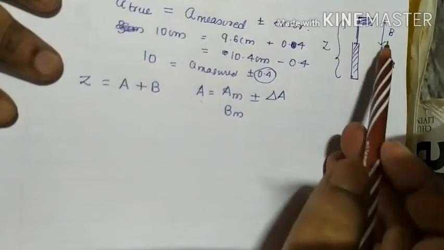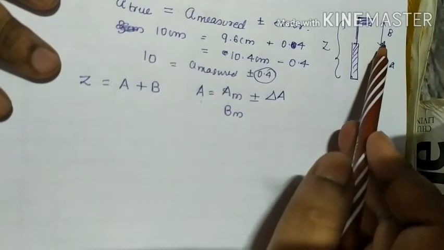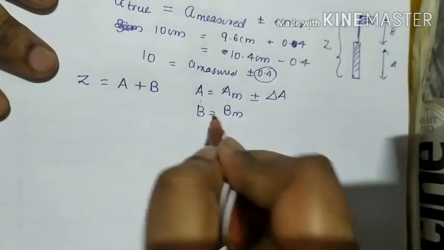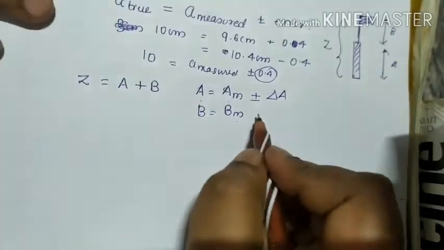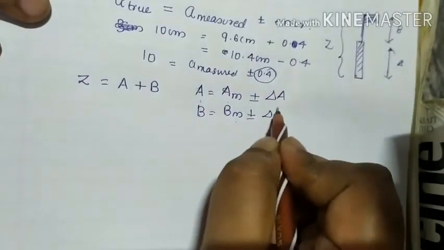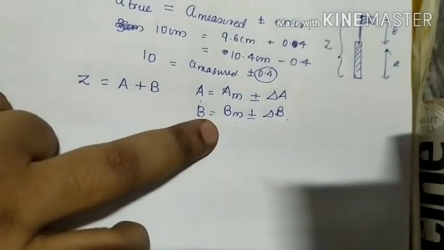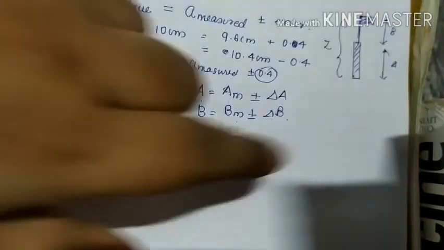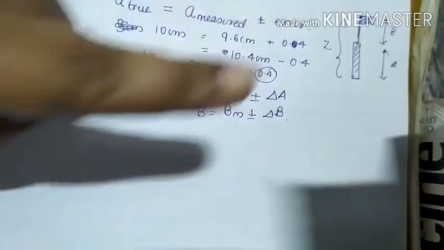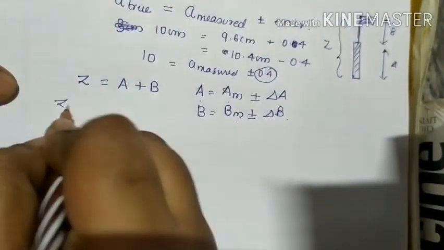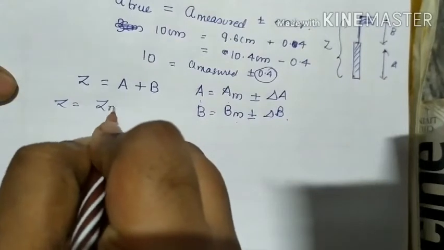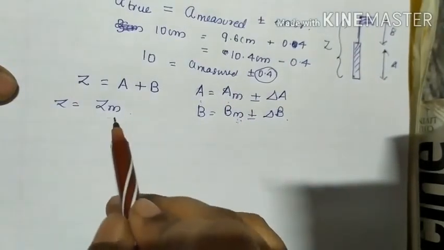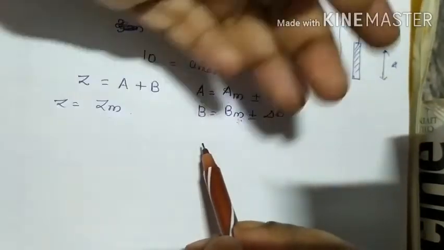Now similarly, B is the actual value of this flag, right? So the actual value of this flag is the measured value which I did plus or minus the error I made with it. Clear? So similarly, Z is the total actual length, the true length. So Z will have a measured value, which is the sum of these two, right? BM plus AM.